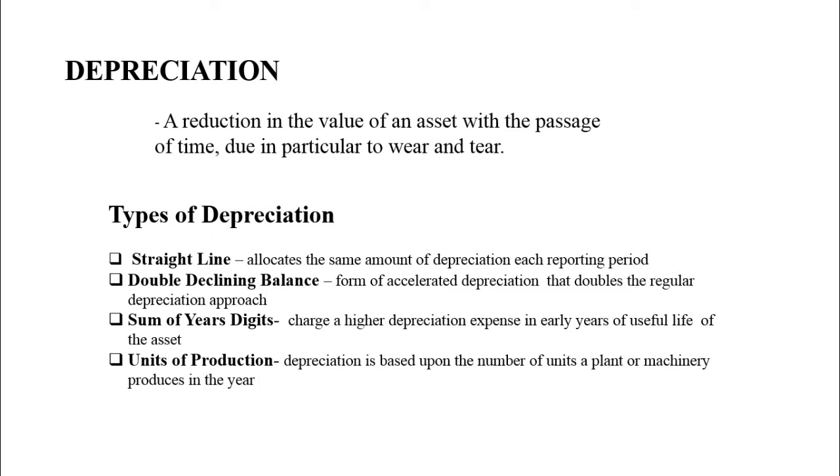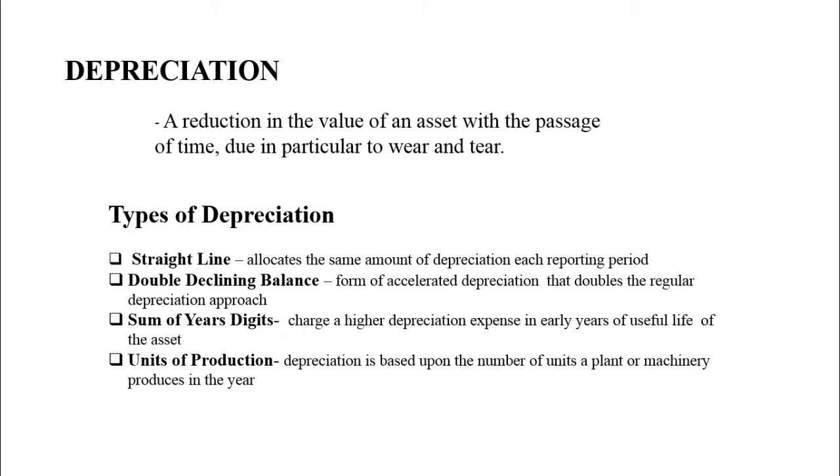There is straight line, which allocates the same amount of depreciation each reporting period. The second is double declining balance, a form of accelerated depreciation that doubles the regular depreciation approach. The next is sum of years digits, which charges a higher depreciation expense in the early years of the useful life of the assets. The last is units of production.